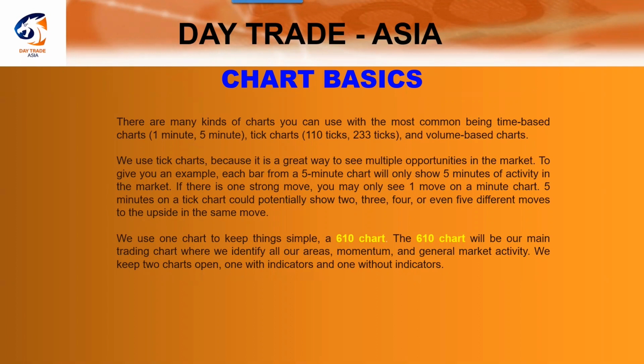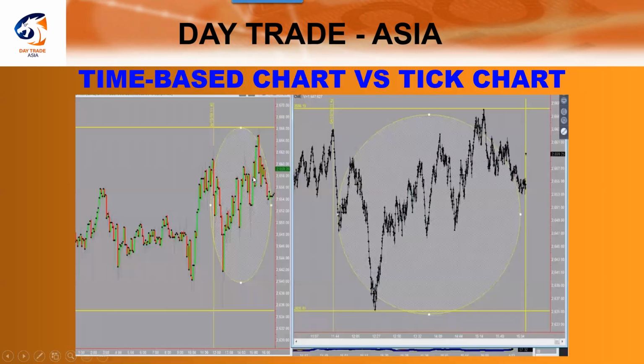What we trade on is a tick chart. Basically, a tick chart is a volume-based or transaction-based chart. We use tick charts because it's a great way to see multiple opportunities in the market. To give you an example, let's say this one right there is a 5 minute chart. Each bar here closes every 5 minutes, right? And opens another bar, and that bar will close after 5 minutes have elapsed, and we create another bar. Whereas on the 610 chart, each bar consists of 610 transactions rather than time. So 610 transactions, depending on the volatility, may occur in less than a minute. Sometimes, and if it's slow volatility, it may take maybe 10, 15 minutes. Again, it depends on the volatility and the volume. That's why it's volume-based rather than time-based.